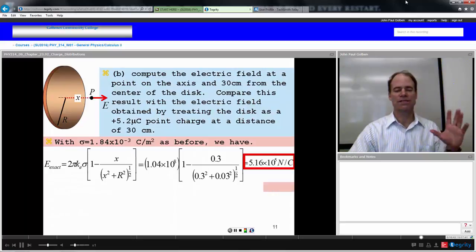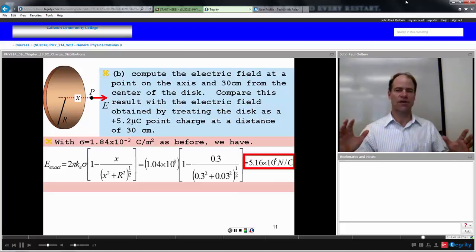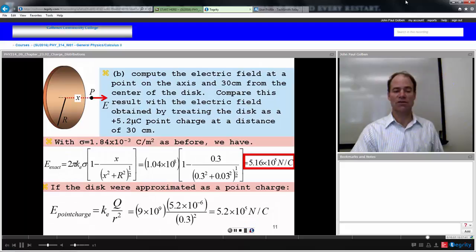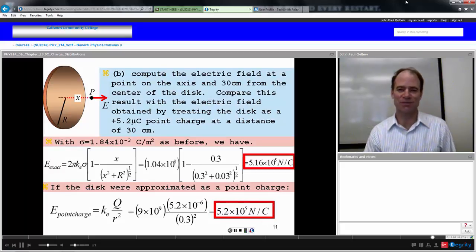But if we treat this disk as a point charge, because we're far away now, 30 centimeters is far away compared to a disk of radius 3 centimeters. The point charge will be just k q over r squared. That's 9 times 10 to the 9 times 5.2 microcoulombs over our distance away, which is 30 centimeters, 0.3 meters squared, 5.2 times 10 to the 5 newtons per coulomb.